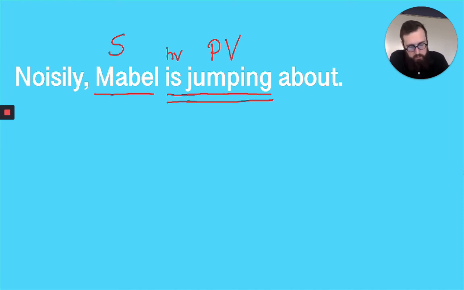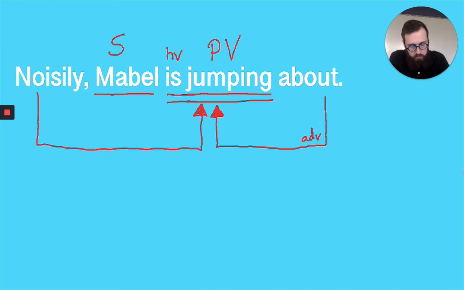About tells me where Mabel is jumping. Where is she jumping? She's jumping about. So I'm going to draw my corners with my arrow, and then in the opposite corner, ADV. And then noisily is describing how she is jumping. How is she jumping? Noisily. Remember that ly is usually an indicator that it's an adverb. So ADV in the opposite corner.